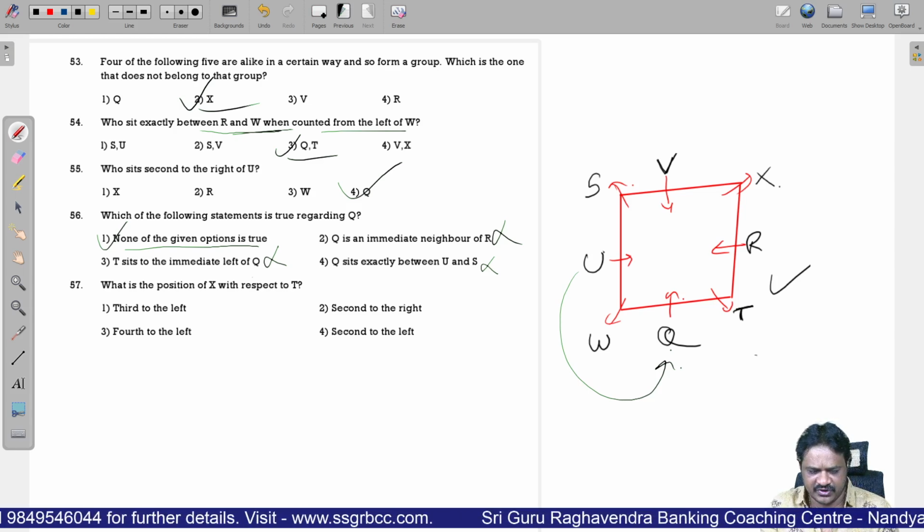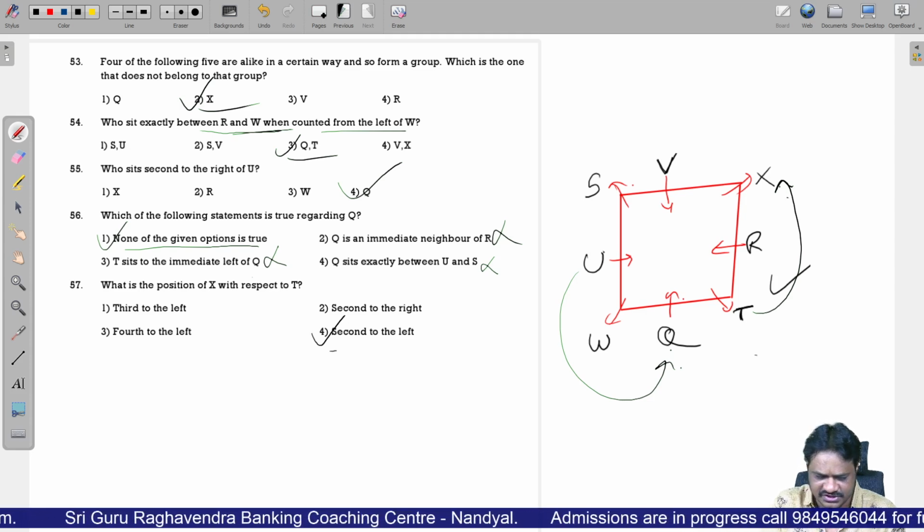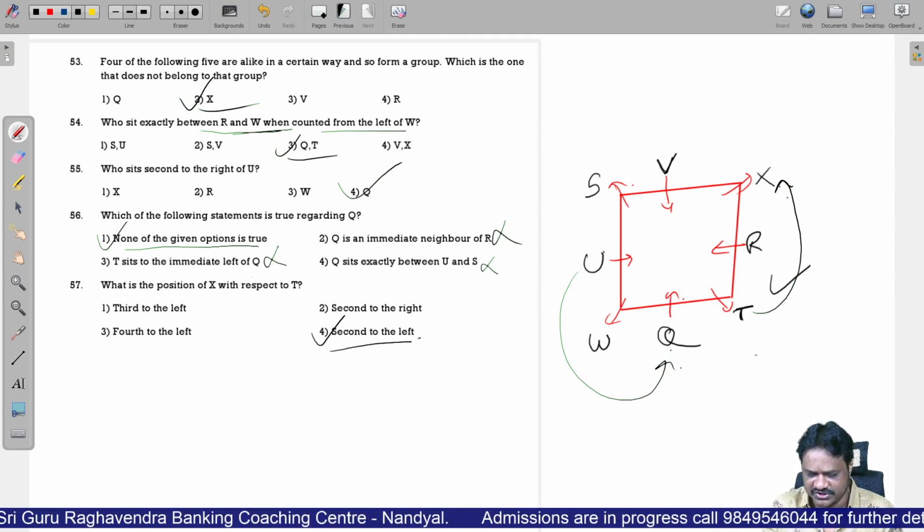Next one, last one. What is the position of X with respect to T? Since T is facing outside, this is called second to the left, not second to the right. This is second to the left. So option 4 is the correct answer.